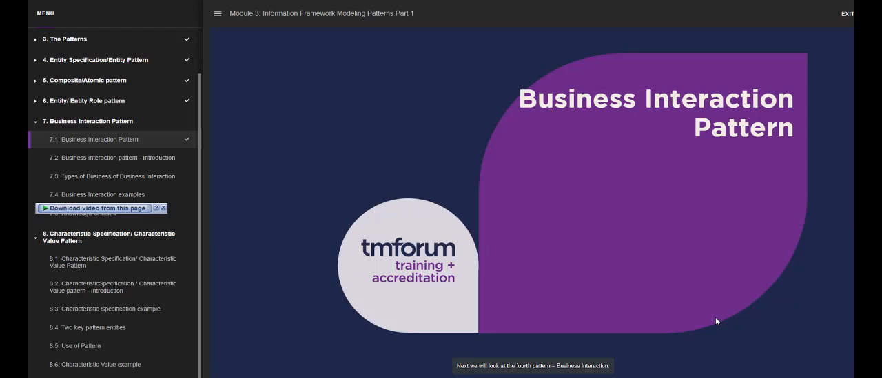Next, we'll look at the fourth pattern, business interaction. A business interaction is the root of all entities that represent some form of request, response, notification, agreement or instruction. Entities, attributes and associations common to all types of interactions are inherited from business interaction.